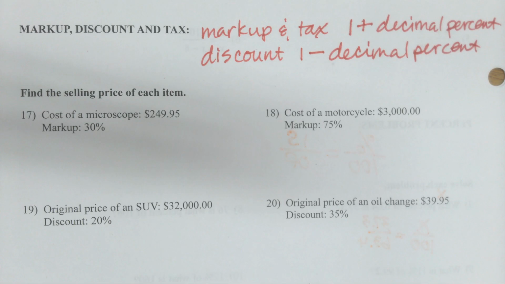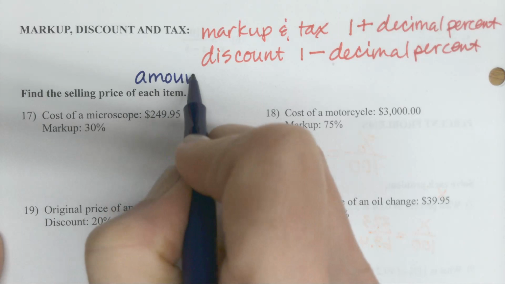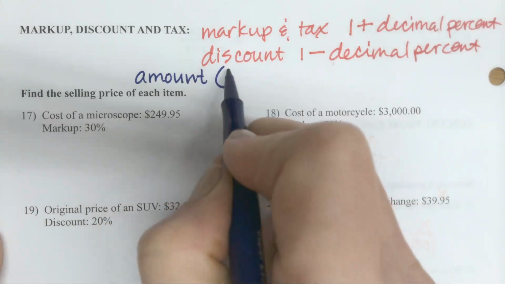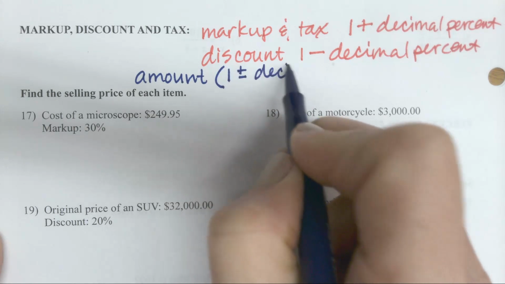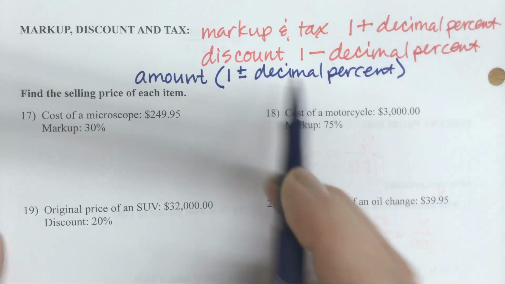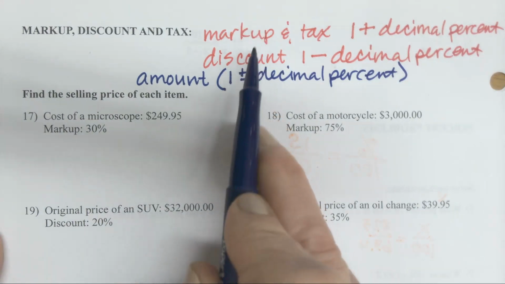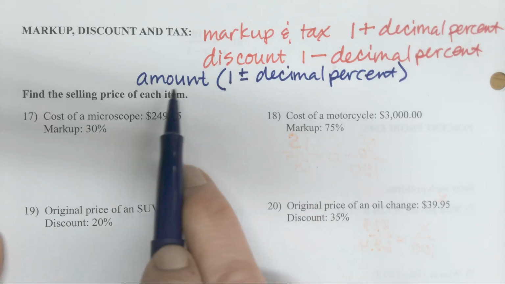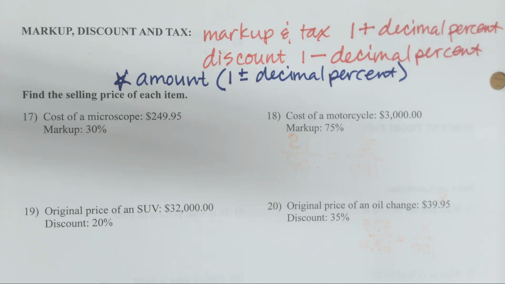And so the basic formula is whatever amount you're given times either 1 plus or minus the decimal percent. Again, plus if it's markup or tax, minus if it's discount. But this is the general formula that you use.